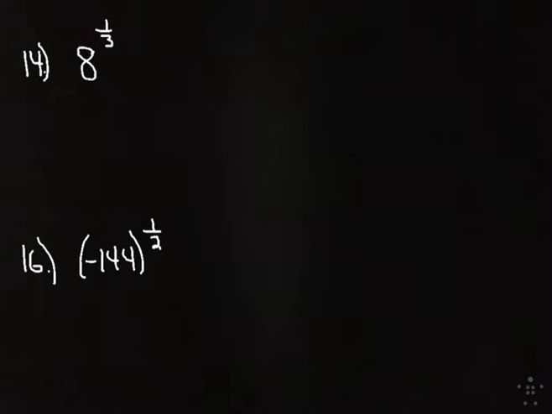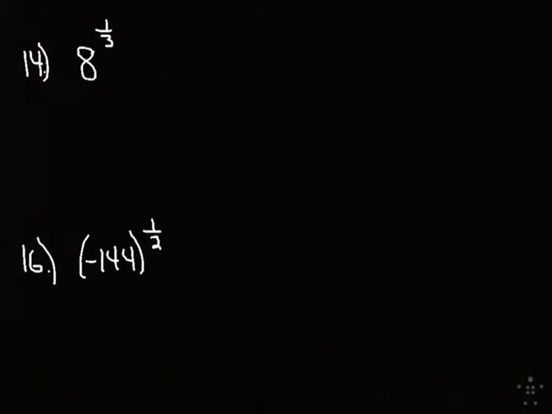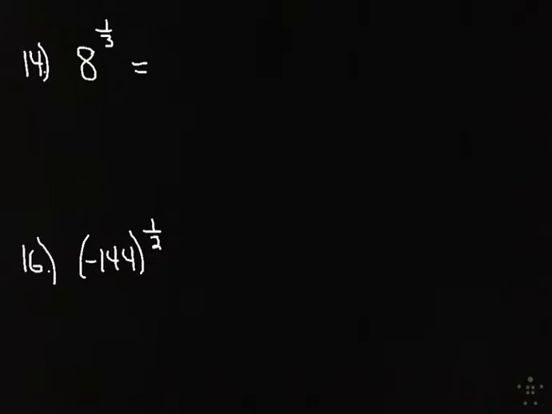Moving on to question number 14, we have 8 to the 1/3, and we're told to evaluate. Now, we don't normally evaluate when we have fractional exponents. What we normally do is evaluate when we see radicals. So we probably want to convert from exponential form to radical form. So 8 to the 1/3 is the same thing as the cube root, that denominator is the index, of 8 to the 1st. Now, we know what this is, or at least we should. What number times itself 3 times gives you 8? It's 2, right? So 8 to the 1/3 is 2.